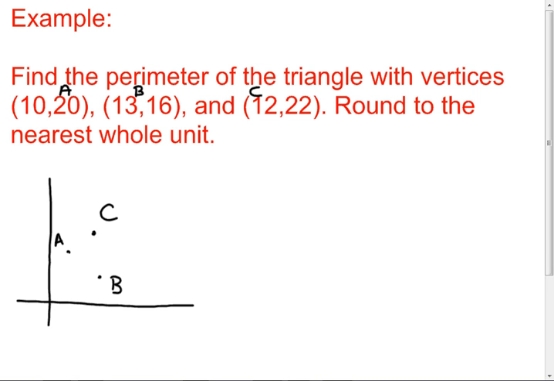Okay. I want the perimeter of this triangle. So guess what? I have to find the distance between A and B, the distance between B and C, and the distance between A and C. Did the picture help figure out what I have to do?